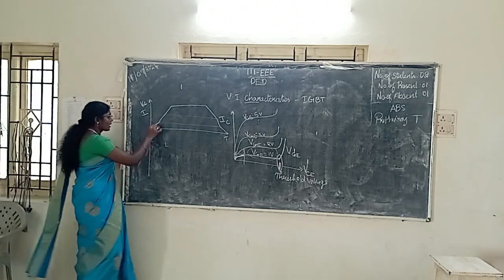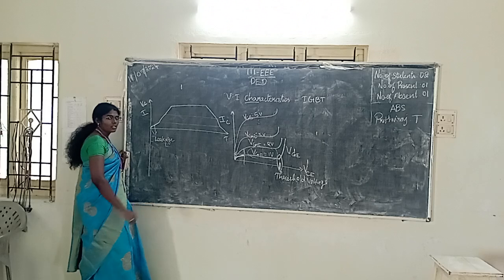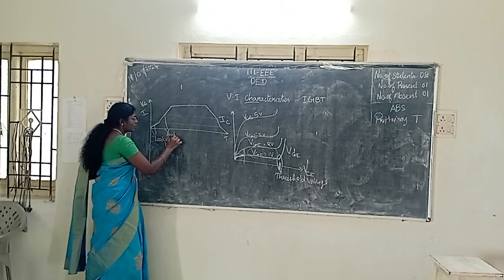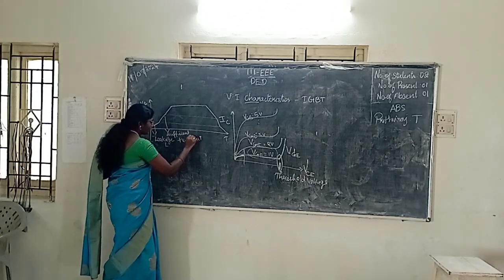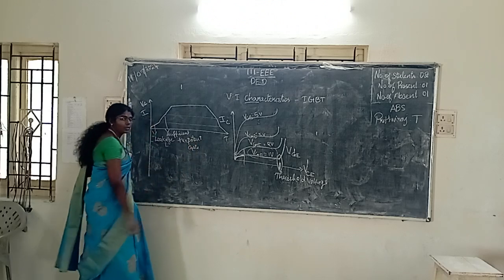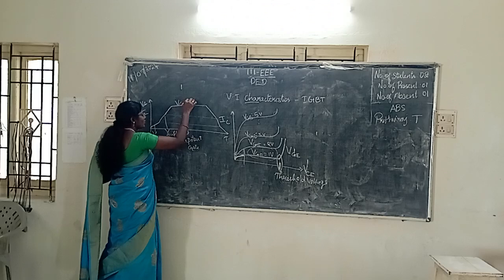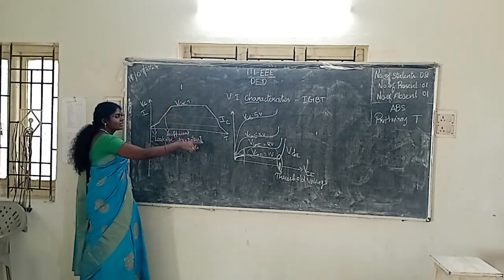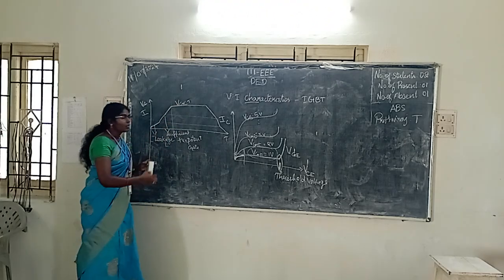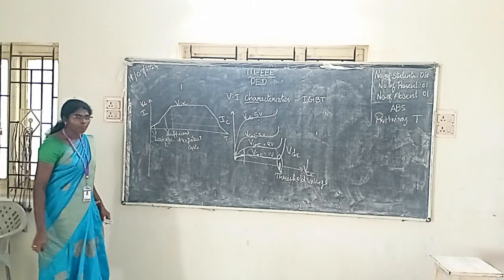So this current is due to leakage, and this is due to the sufficient positive potential at the gate terminal. And this is our VGE condition. First learn this, that is VGE.